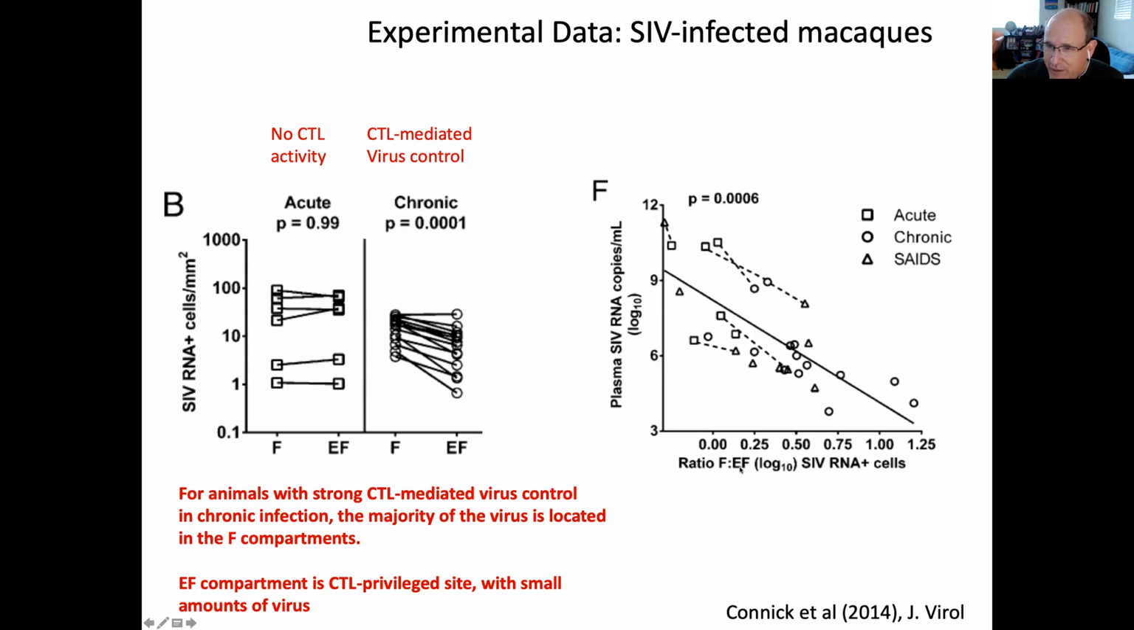This is the ratio of F to EF on the x-axis here, the log of that, and the amount of virus on the y-axis. And so you can see if you have a lot of virus up here, your ratio of F to EF is 1, or 10 to the 0. It's a weird notation, but it's 1. They're similarly distributed. But if there's little virus around, controlled by the CTL, then you have an F to EF ratio that's much bigger than 1, and means you have many more viruses in F than in EF. Same story, basically. So that's the data that we have, and these are the data that came out of Elizabeth Connick's lab, with whom we have been collaborating.